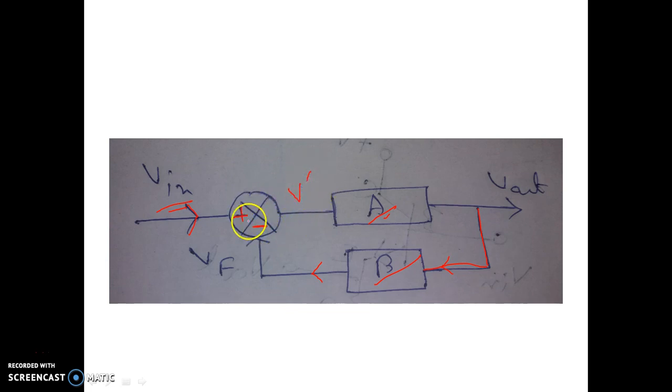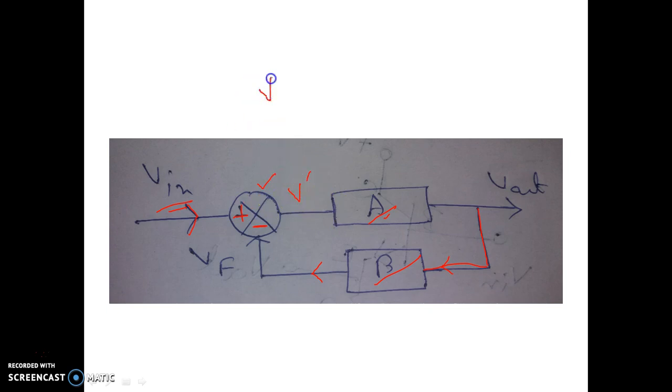Why am I saying this mixer is a differential amplifier? Because it is producing the difference between the input voltage and the feedback voltage. So we can think that here there is one differential amplifier. We can realize this summation block by a differential amplifier.